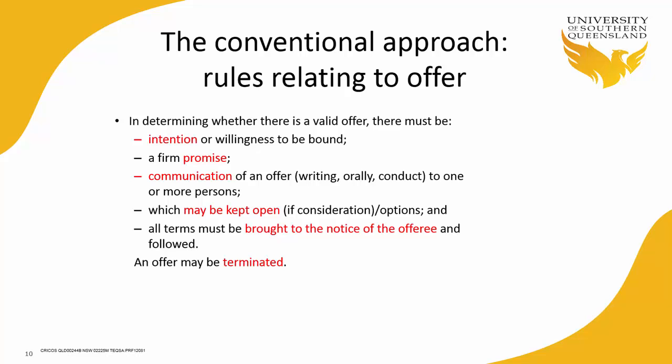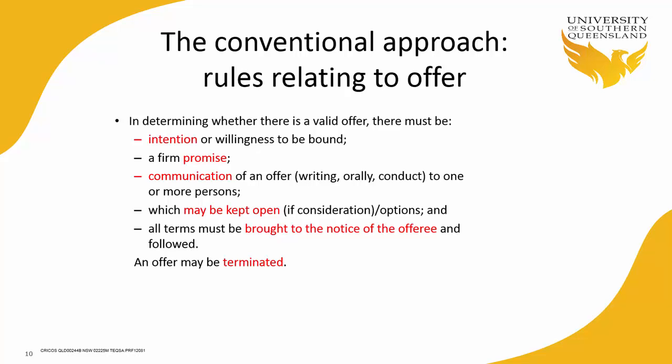bound. Remember that this is actually a separate element that comes later on under the existence of a contract, when we look at the intention to be legally bound between the parties. But it also comes through as something that's relevant to whether there is an offer or not. So there has to be a firm promise. So you are promising something specific.